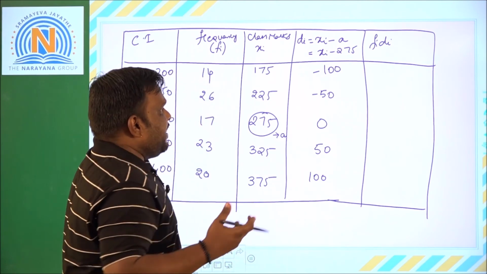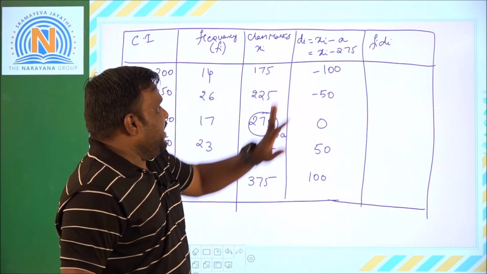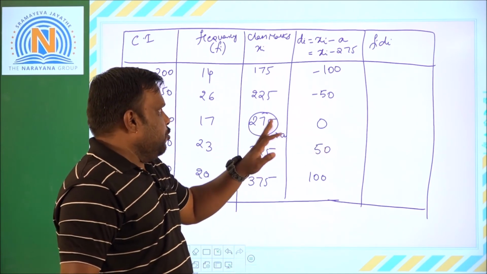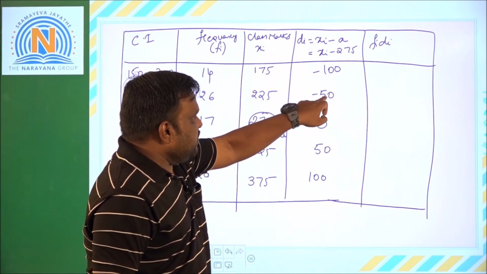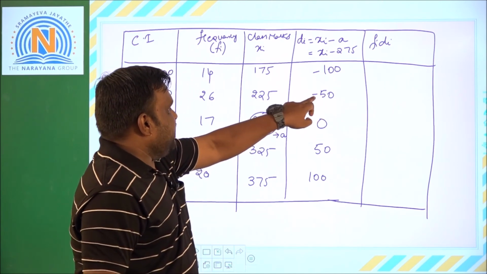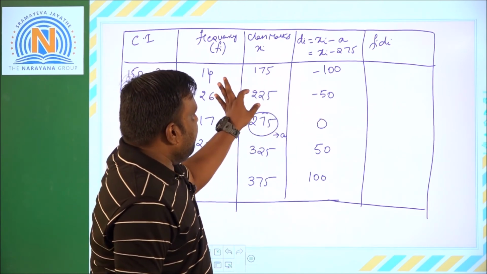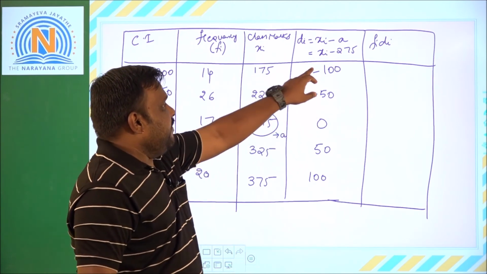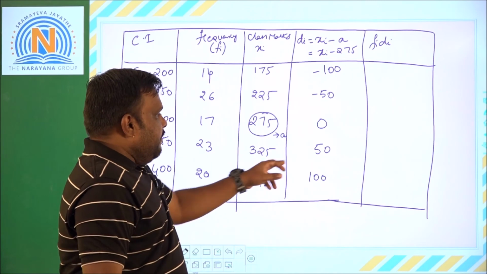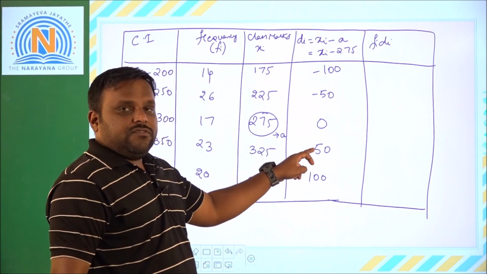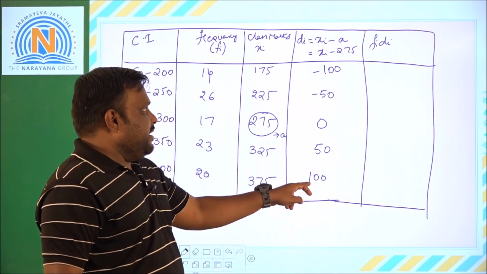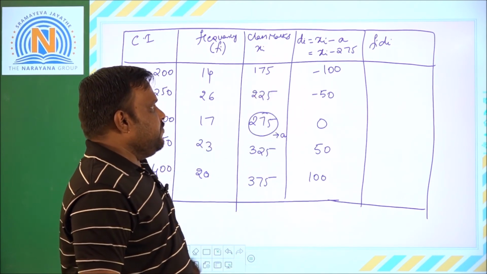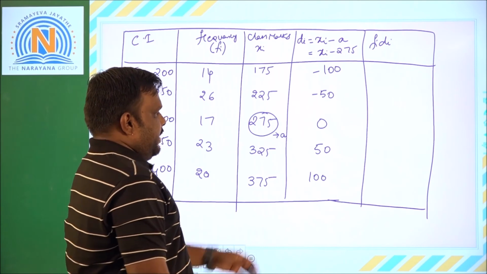Let us check whether we are right or wrong. xi minus A: xi value is 275 minus A value 275, here it is 0. In this row, xi value is 225 and A value is 275, 225 minus 275 is minus 50. Here 175 minus 275, so minus 100. Below, 325 minus 275 is 50 and 375 minus 275 is 100. So depending upon the class width, you will get the di column values.